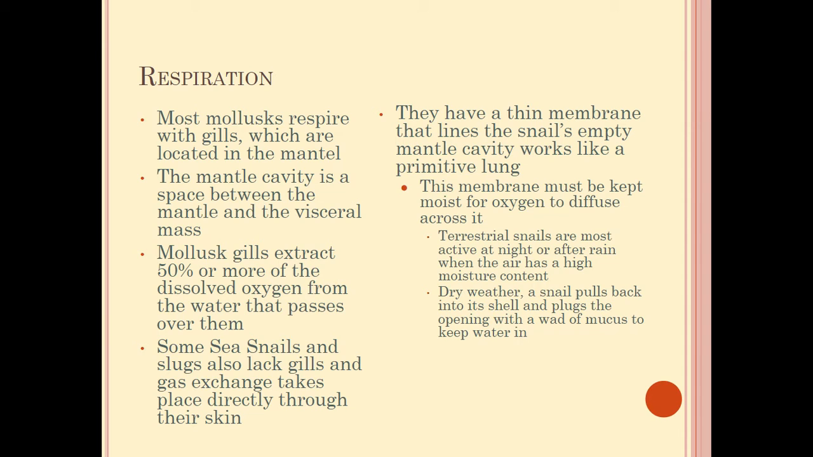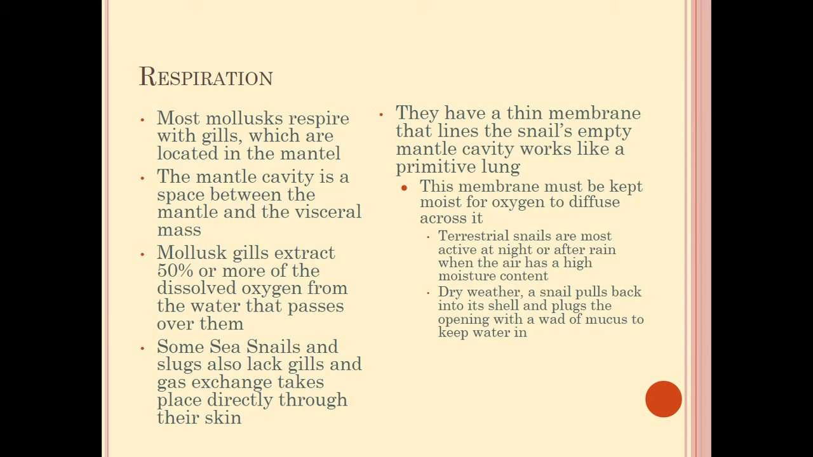So respiration for most mollusks requires gills, which are located within the mantle. The gills are like gills in fish. They are going to extract oxygen that is dissolved in water as water passes over them. There are some sea snails and slugs that lack gills, and they're able to do air exchange directly through their skin. Again, they have to have that mucus. Land or terrestrial snails have to have a mucus membrane or be near water because they still have to do gas exchange either through their skin or by use of gills.